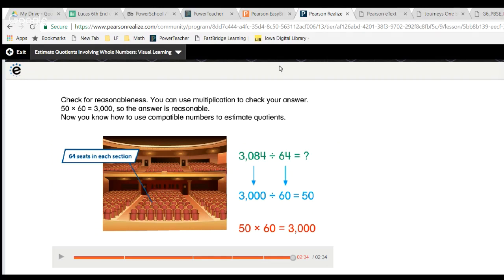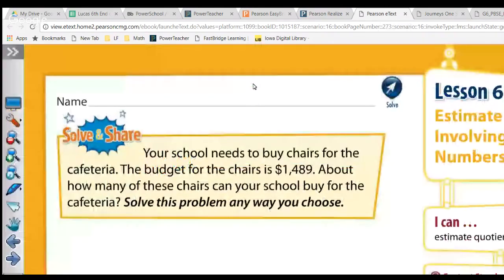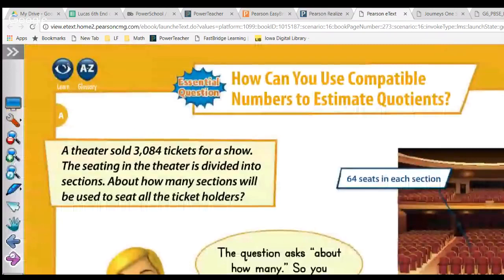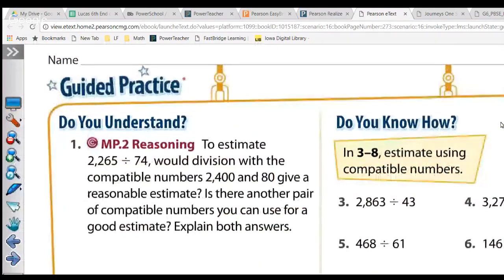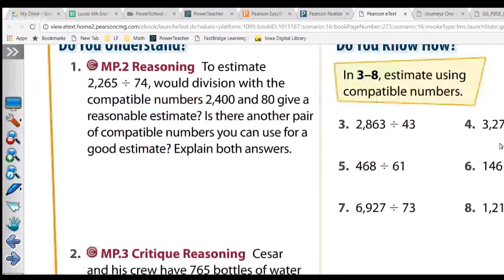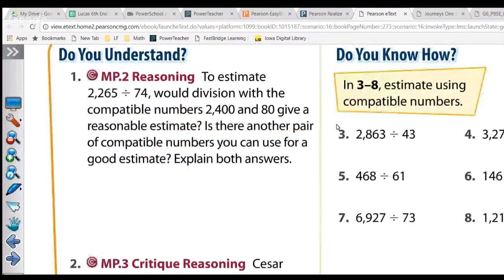All right, let's take a peek at our textbook and let's see what our lesson looks like today. All right, let's look at the do you understand. To estimate 2,265 divided by 74, would division with the compatible numbers 2,480 give a reasonable estimate? Is there another pair of compatible numbers you can use for a good estimate? Explain both answers. Take just a second to look at that one.